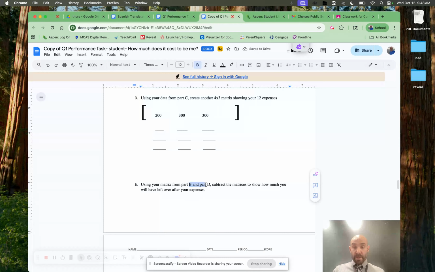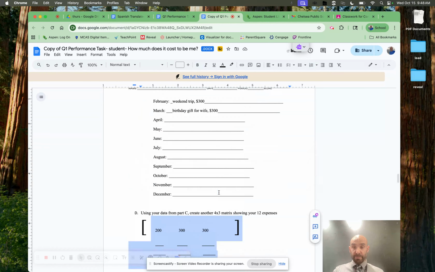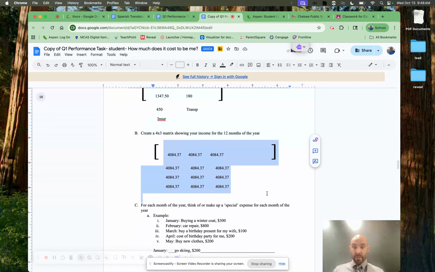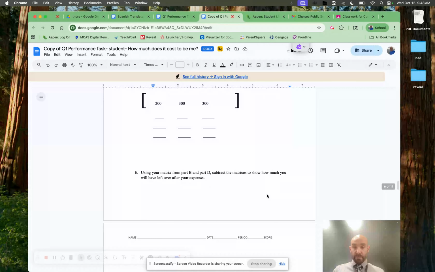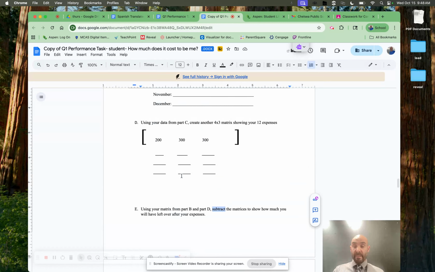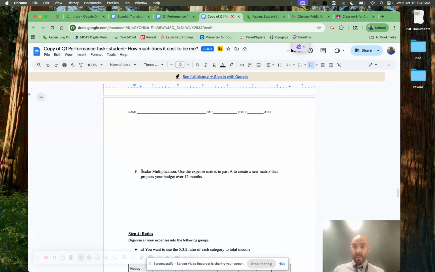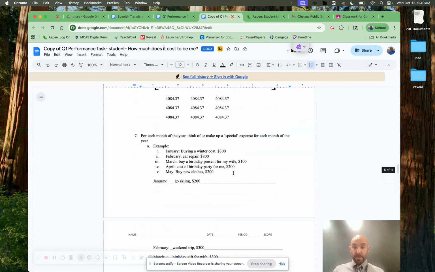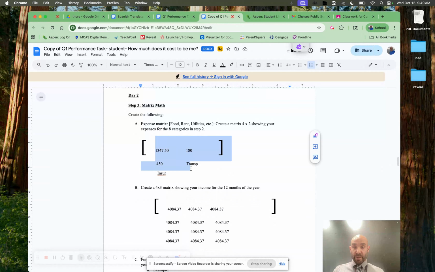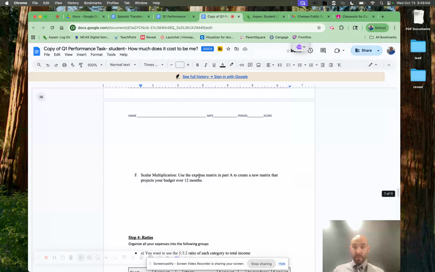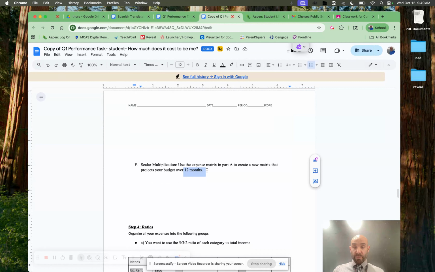And then from part B and part D, so I'm going to use this matrix and this matrix. I need to figure out how much I have left over. So it says to subtract. We're just going to subtract matrices, make a new matrix showing after I spend this money, what am I going to have left over? And then for scalar multiplication, we're going to use the matrix in part A. So in part A, I'm going to use this matrix. This is all my expenses. And over 12 months. So we're multiplying over 12 months.